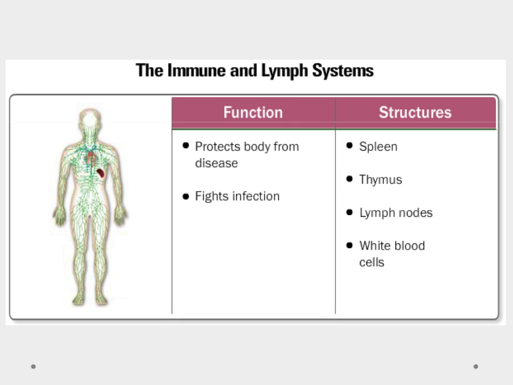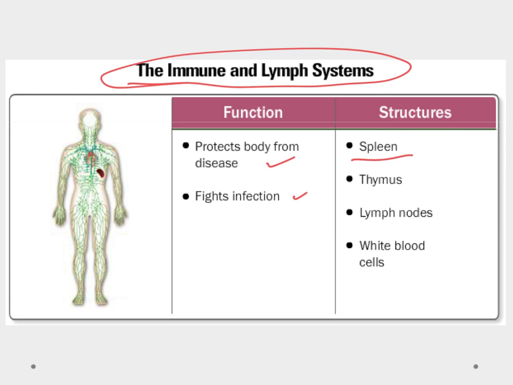So really quickly, we talked about the immune and lymph systems here. Their purposes are to protect the body from disease and to fight infection. And then the pieces and parts we wanted to make sure we knew of were the spleen and the thymus, and those help manufacture these white blood cells and these lymphocytes that we see. We have the lymph nodes, which we can see this lymph system here, and that basically transports these white blood cells throughout the body really quickly.